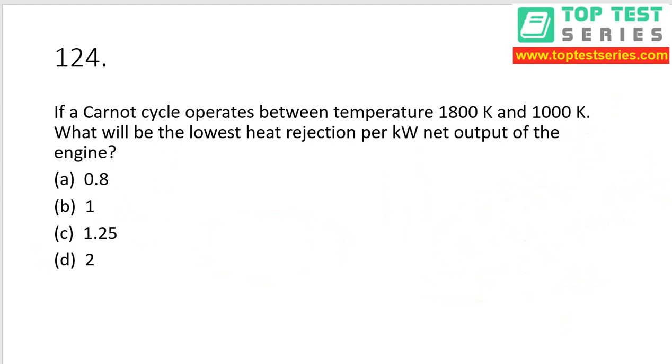If a Carnot cycle operates between temperatures 1800 Kelvin and 1000 Kelvin, what will be the lowest heat rejection per kilowatt net output of the engine? Now my dear, very important question. We have to use both the concepts, in terms of temperature as well as in terms of heat. So first of all, we need to understand this language. It is talking about what, my dear? What will be the lowest heat rejection? That means we have to find out heat at the sink.